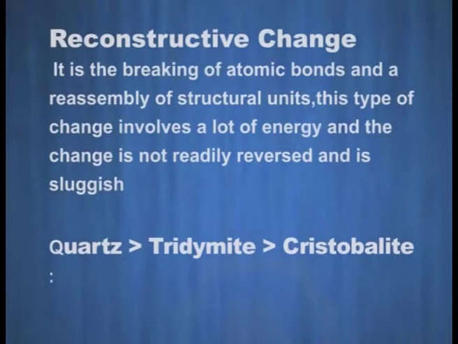Polymorphs can also be categorized as to the nature of their change in respect to the degree of reconstitution of the atomic structure. Number 1, reconstructive change, is the breaking of atomic bonds and a reassembly of structural units. This type of change involves a lot of energy and the change is not readily reversed and is sluggish. For example, quartz to tridymite, tridymite to cristobalite.